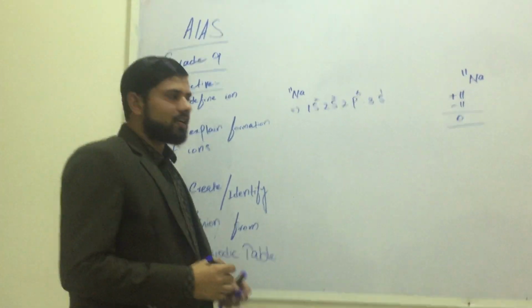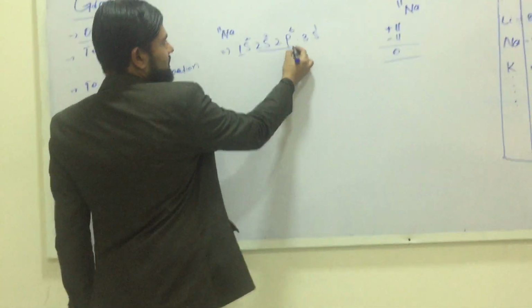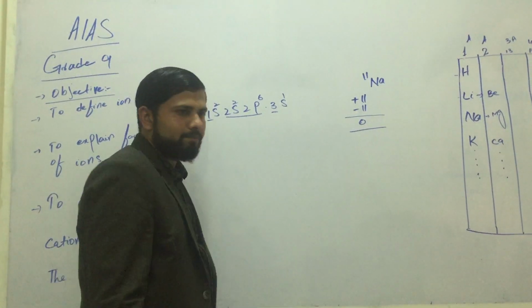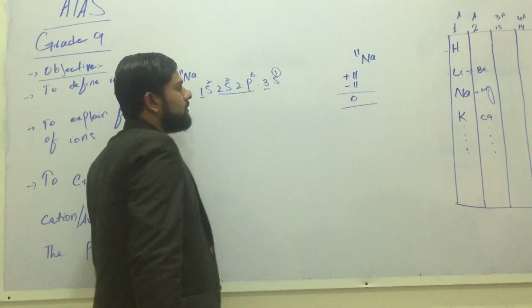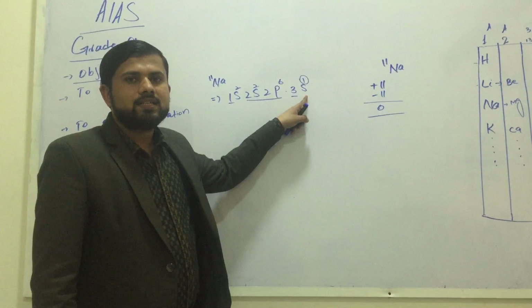And how many shells are there? You can count with me. First shell, second shell, and third shell. In the third shell, the electrons are one. Only one electron is there. This is what is called the valence electron.